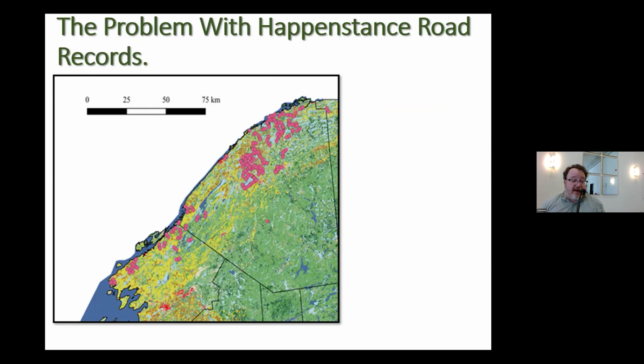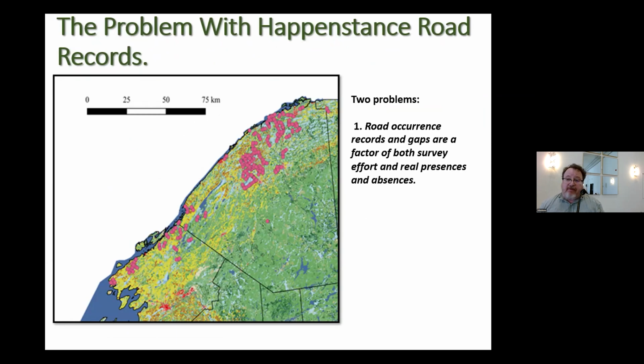So here's a bunch of points of road encounters of Blanding's turtles. You can see some gaps, you see some clusters, but we've got two problems with these data. First is that road occurrence records and gaps are a factor of both the survey effort and real presence and absence. So where you see gaps, maybe those are absences, maybe it's areas that don't get a lot of driving attention by biologists who record those turtles or others.